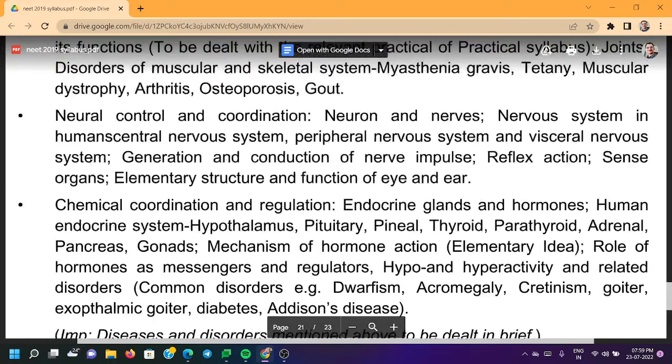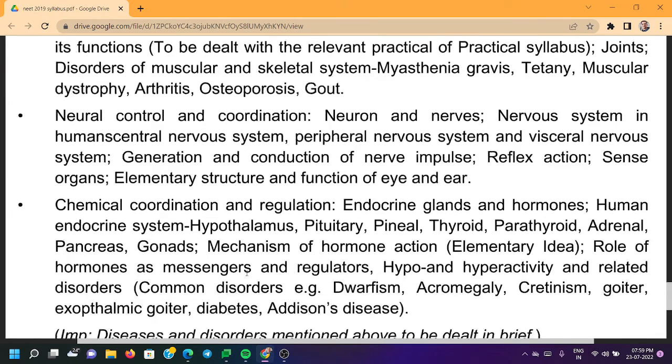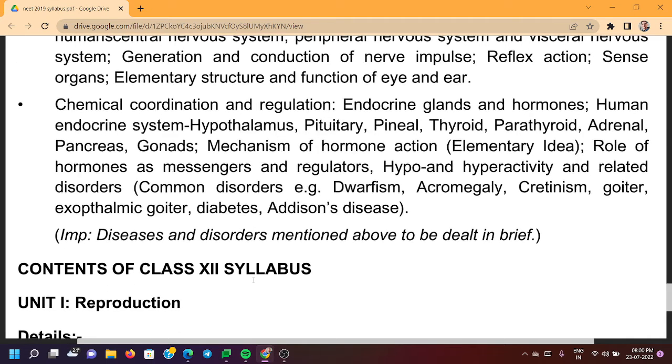Neural control and coordination, neuron and nerves, your nervous system in human: central nervous system, peripheral nervous system and visceral nervous system, generation and conduction of nerve impulse, reflex action, sense organs, elementary structure and function of eye and ear, chemical coordination and regulation, endocrine glands and hormones, human endocrine system, hypothalamus, pituitary, pineal, thyroid, parathyroid, adrenal, pancreas, gonads, mechanism of hormone action, elementary idea, role of hormones as messengers and regulators, hypo and hyperactivity and related disorders.